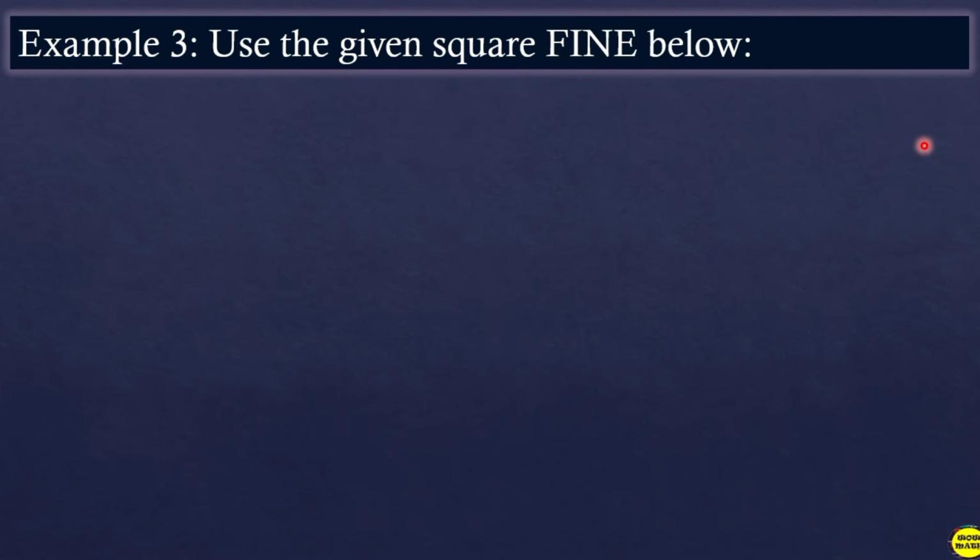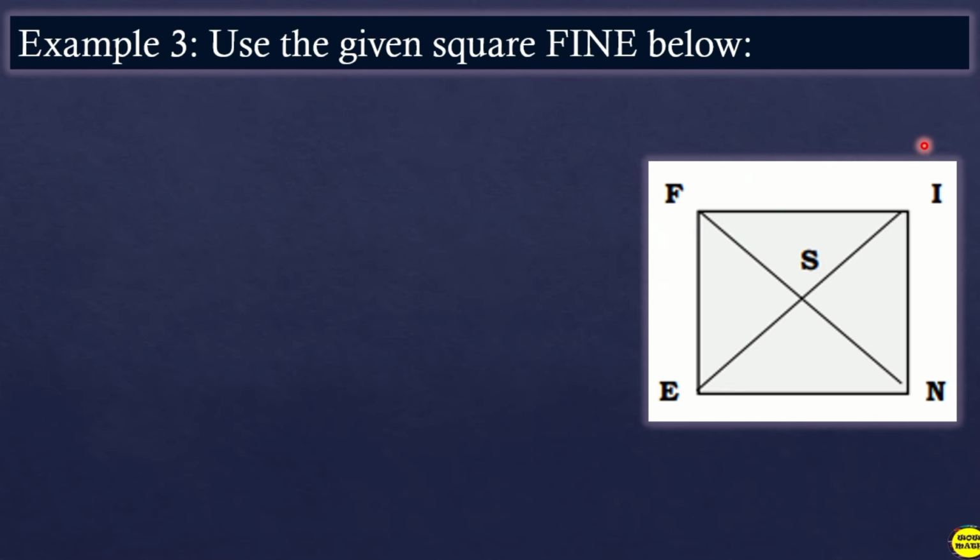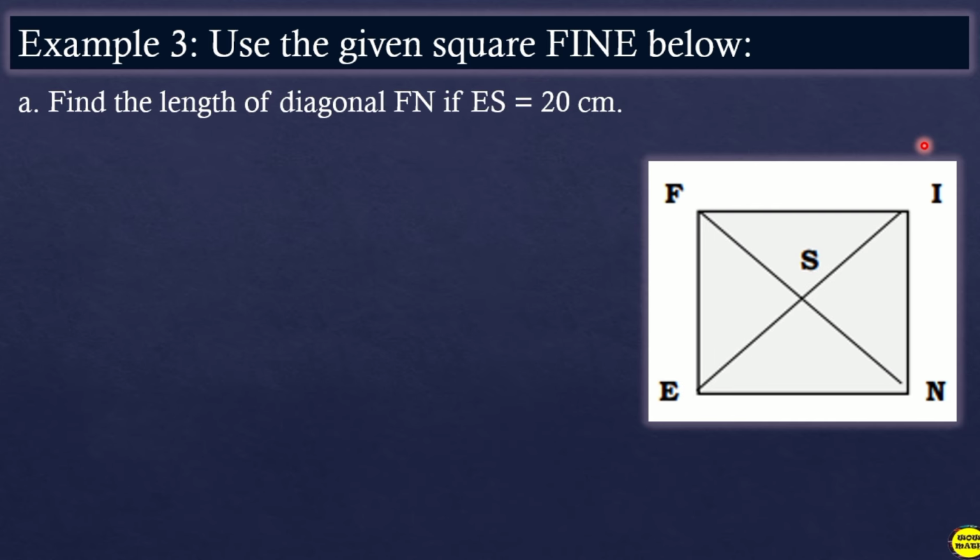Okay? Another example. Use the given square, find below. Find the length of diagonal FN if ES is equal to 20 cm. So, asan yung FN natin? Ito yung FN natin. Ito diagonal FN natin. Tapos, yung given natin dito ay ES.